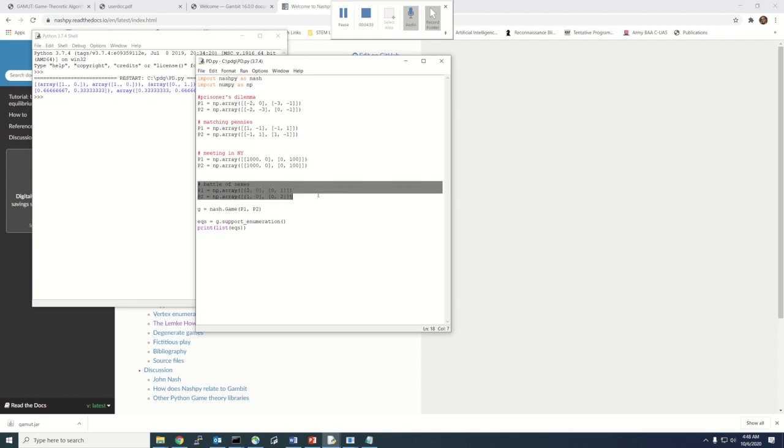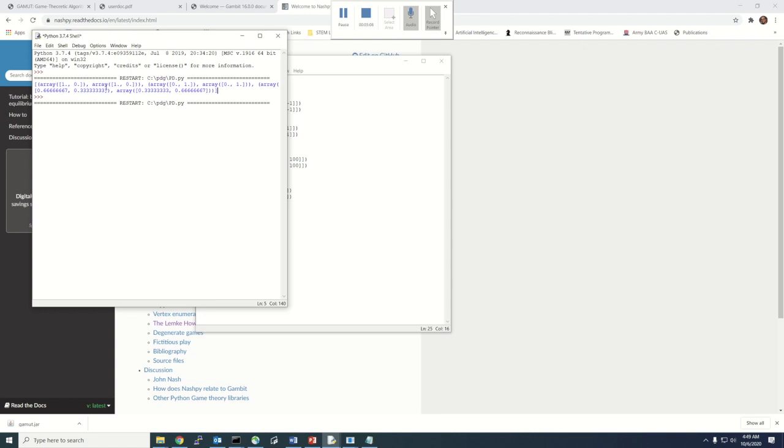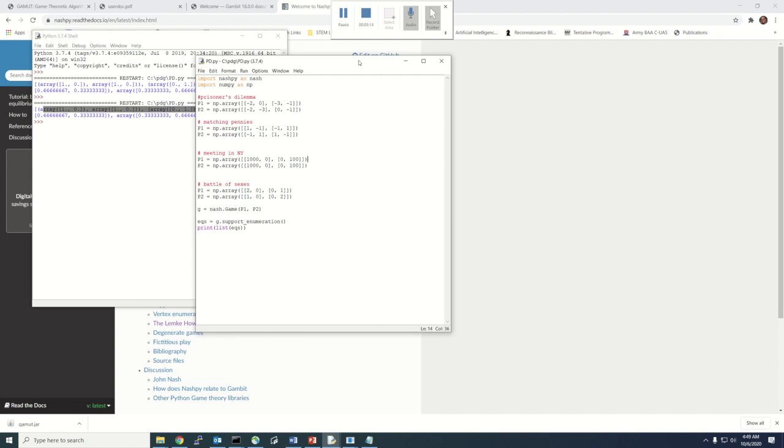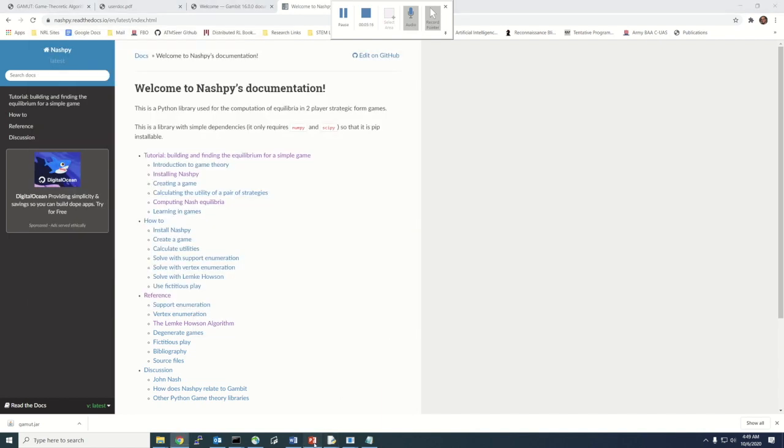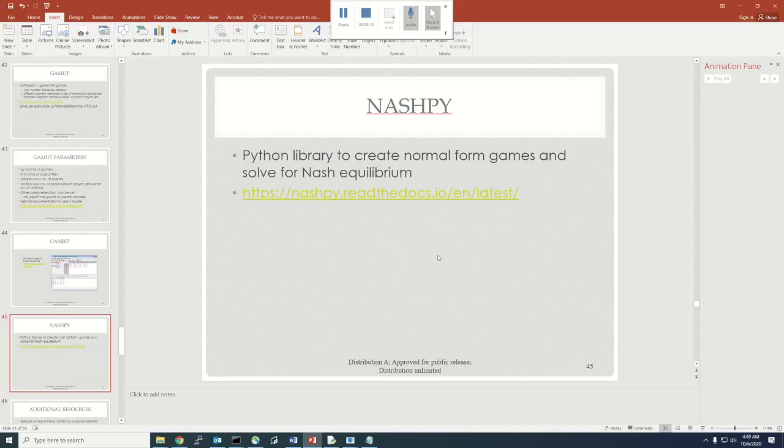So this is the payoff matrix we have seen. I create an instance of the game, and then I use a Nash equilibrium algorithm called support enumeration to solve it. And once I run it, you will see that it outputs the 2 pure strategy Nash equilibria and 1 mixed strategy Nash equilibrium. So NashPy once again is a useful library that you can have in order to write your own code using Python.